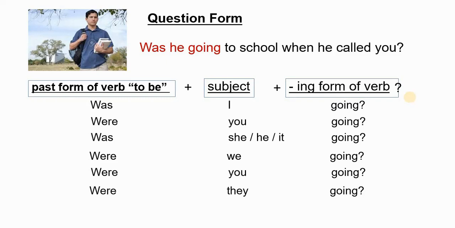Very important not to forget the question mark. So the difference is we simply change the order of the subject and the verb to be. So the verb to be now comes first, followed by the subject and the ing form of the verb, plus the question mark.